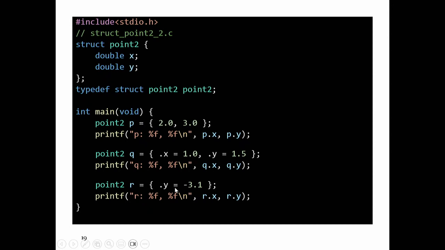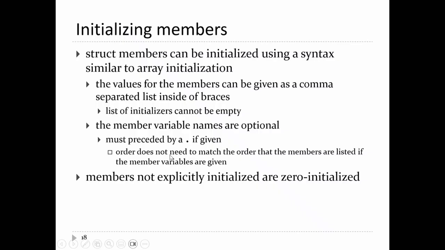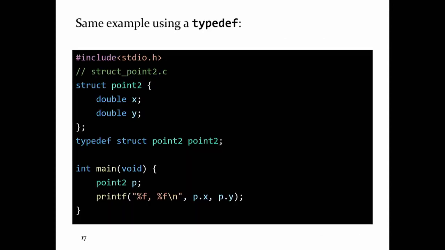You don't have to initialize all the members. So if I write .y = -3.1, that creates a point whose x coordinate is 0 and whose y coordinate is -3.1. Members that are not explicitly initialized get initialized to 0. Zero initialized for a pointer means the pointer is null. So imagine my Point2 type has, say, an int pointer inside of it. If you don't initialize the pointer, that pointer gets initialized to null.